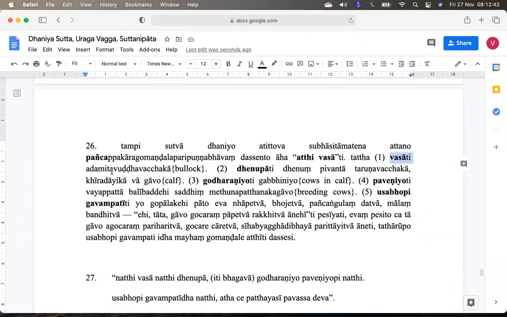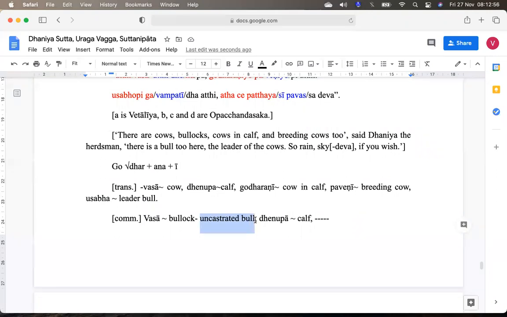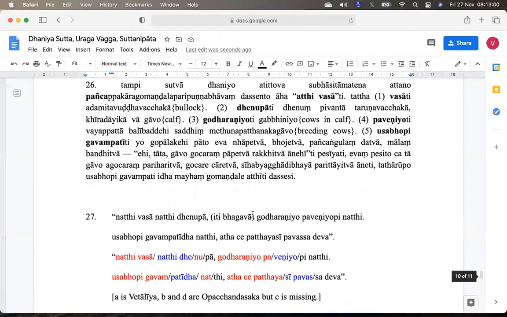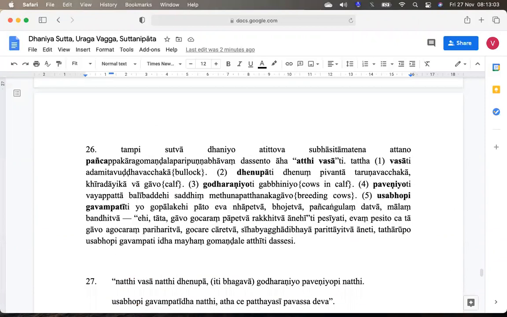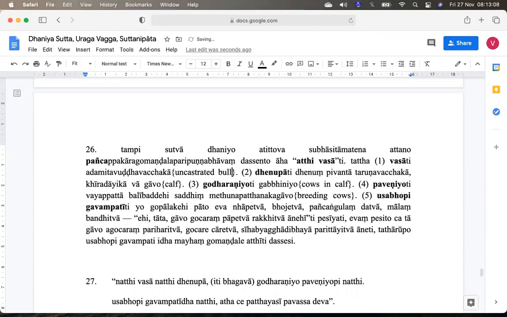So wasadi, adamita woda wichaka, instead of bullock, the uncastrated bull. So the meaning of that is adamita: damita means tamed, adamita means untamed, uncastrated. So uncastrated bull, bullock. Denuba.